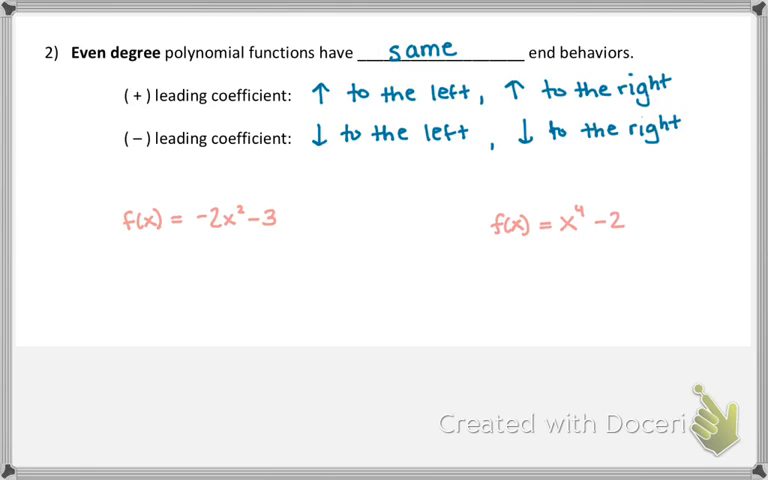minus 2x squared. Okay, so looking at the first function, I see that the degree is even, meaning that the end behavior is going to be the same. And my leading coefficient is negative, meaning that they're both going to point down. So my graph is going to look something like this. And it's going to go down to the left and down to the right.